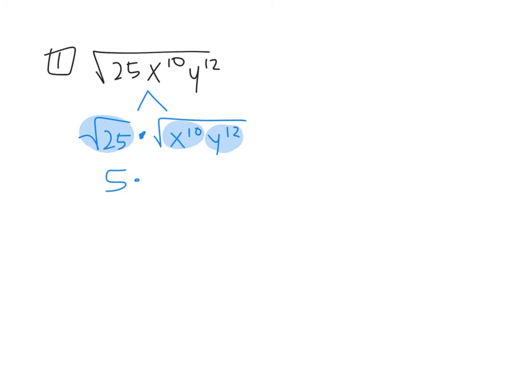Well, they both have even exponents, right? So I can go ahead and divide both of those by 2, so it's going to be x to the 5th and y to the 6th power. Since these are both even, we can divide by 2 to get our final answer. So 5x to the 5th, y to the 6th is our final answer. Next problem.